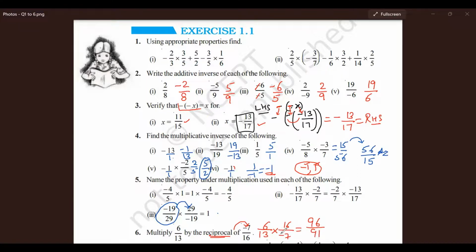Don't forget to put the minus sign. There is a minus sign. You can put minus here as well and here as well. It doesn't make any change. So minus 96 upon 91 would be the answer of this question. So this is still question number 6. Let's discuss question number 7 now.